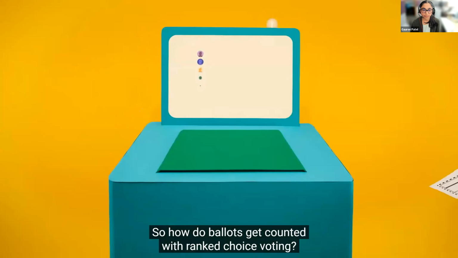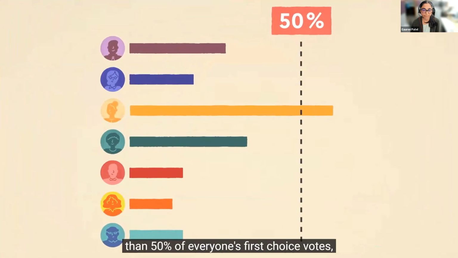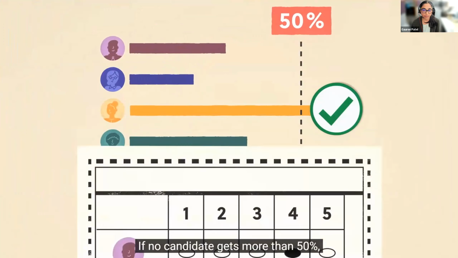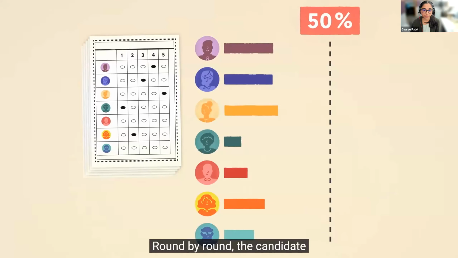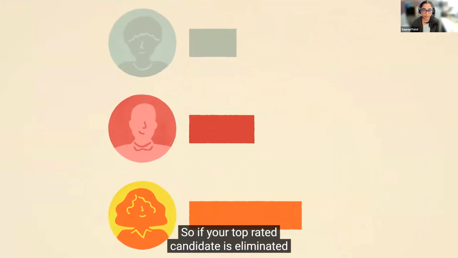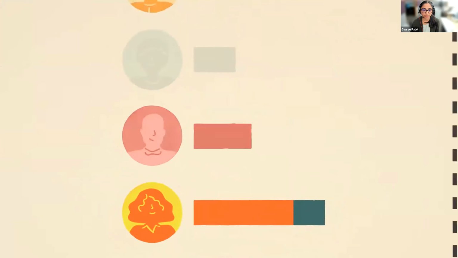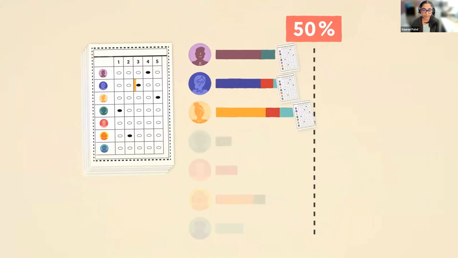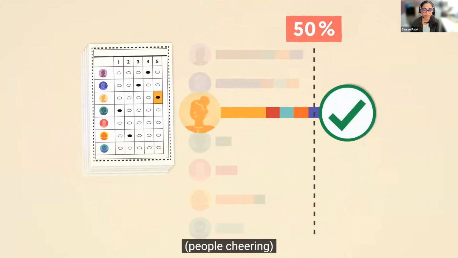So, how do ballots get counted with ranked choice voting? If one candidate gets more than 50% of everyone's first choice votes, they win the election right away. That's it. If no candidate gets more than 50%, ballots will be counted in rounds. Round by round, the candidate with the fewest votes is eliminated. So, if your top-rated candidate is eliminated, your vote goes to your next highest choice. This keeps going until only 2 candidates remain. The person with the most votes wins.